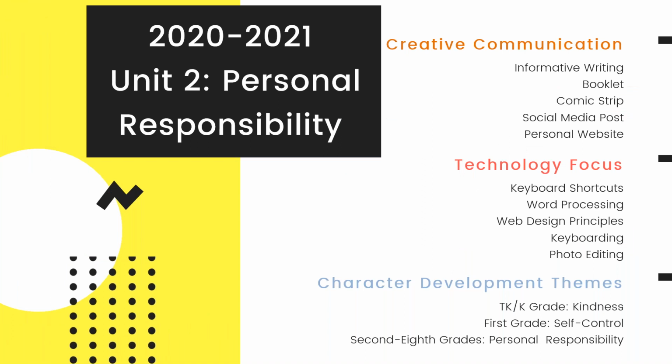That's our Unit 1. Our Unit 2 moves into talking about personal responsibility. How are you responsible for yourself? We're doing that through creative communication, informative writing. Students will make booklets, comic strips, social media posts, personal website. Technology focus, we're going to teach our students about keyboard shortcuts, web design principles. And we're also going to have the character development themes: for TK and kindergarten is kindness, 1st grade is self-control, and 2nd through 8th grade is personal responsibility.